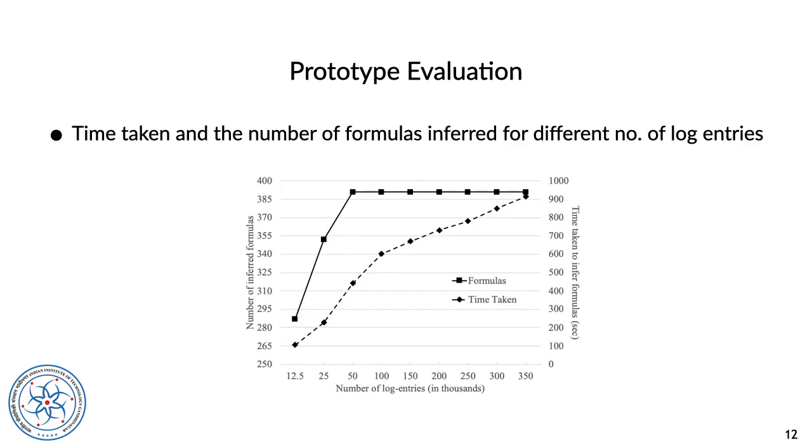So we measure the time taken and the number of formulas input for various numbers of log entries, and an important result of this experiment is to show that the saturation of formulas generated over time happens as new log entries are added to the log. In this experiment, the number of input formulas quickly stabilizes once 50,000 log entries are processed, and for 350,000 log entries, the number of input formulas is just under 400, which the auditor has to validate.